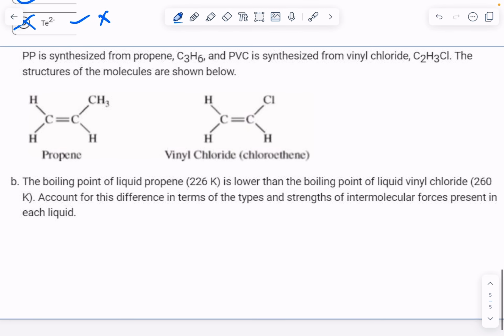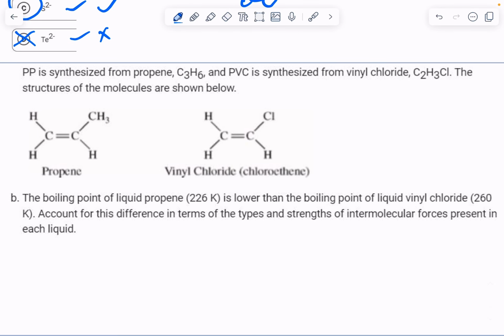All right, one last one. PP is synthesized from propene, C3H6, and PVC is synthesized from vinyl chloride, C2H3Cl. The structures of the molecules are shown below. The boiling point of liquid propene, 226 Kelvin, is lower than the boiling point of liquid vinyl chloride, 260. Account for this difference in terms of the types and strengths of intermolecular forces present in each liquid. So this one is at 226 Kelvin, and it is lower than vinyl chloride, which is at 260 Kelvin.